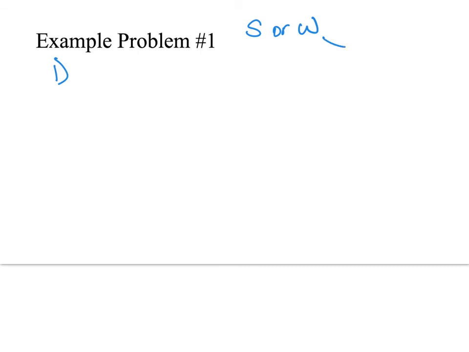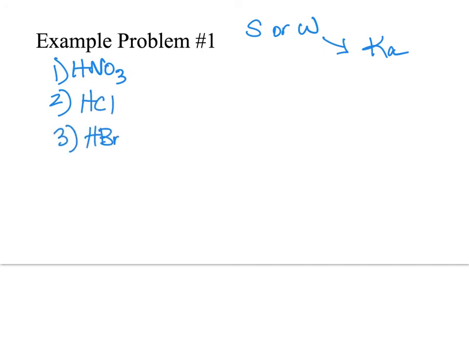If they're weak, we're going to write an expression for Ka. Right, so let's write these down first, then we'll talk about each one. Number 1 is HNO3. Number 2 is HCl. Number 3 is HBr. And number 4 is H2SO3.